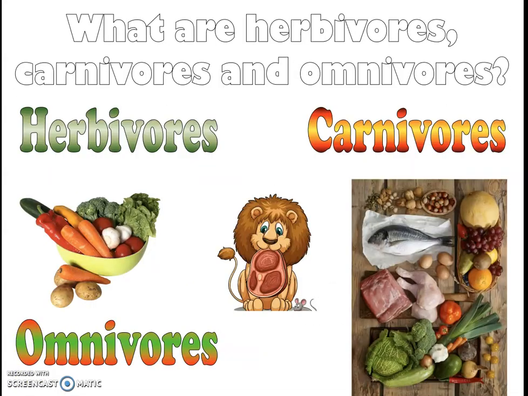Okay, so what are herbivores, carnivores, and omnivores? Well, as the names suggest, a herbivore is an animal that tends to eat a vegetarian diet. So they tend to eat plants. A carnivore is slightly different, coming from the word carnivorous, and they are animals that tend to eat meat. And then we also have something called the omnivores. And omnivores are basically a combination of a herbivore and a carnivore. So omnivores tend to eat everything. They eat both plants and also meat.